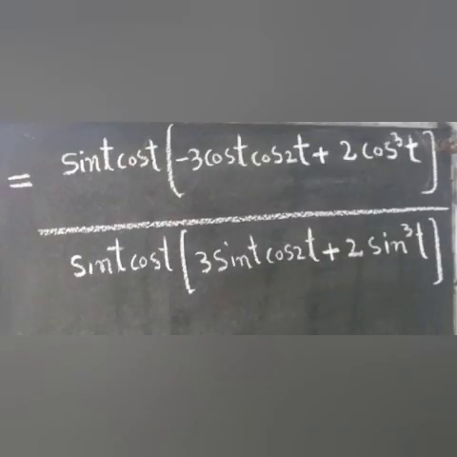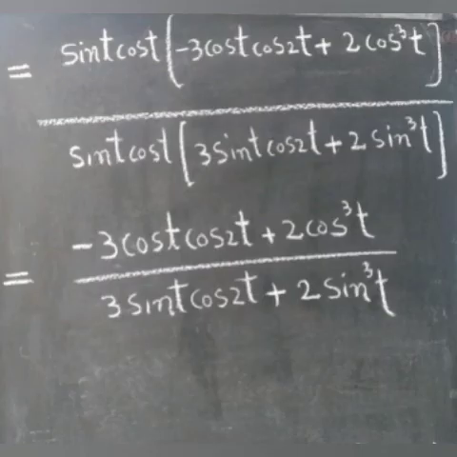Also in the denominator we take sin t cos t common. Now sin t cos t in the numerator and sin t cos t in the denominator is equal to 1. Thus we get dy by dx is equal to minus 3 times cos t cos of 2t plus twice cos cube t, divided by 3 times sin t cos 2t plus twice sin cube t.